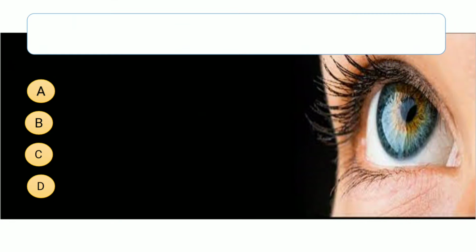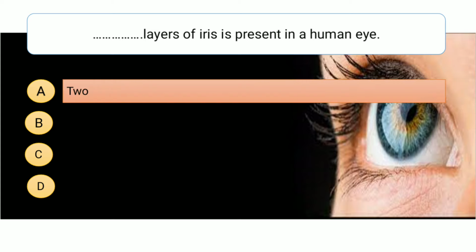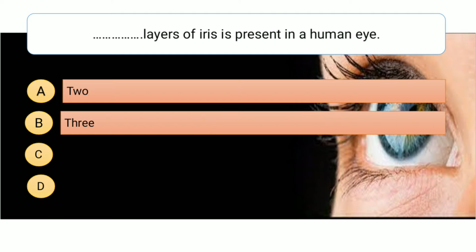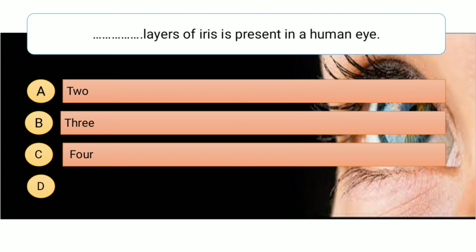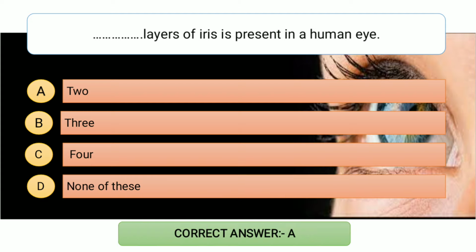The next question is: dash layers of iris are present in human eyes, and the options are A 2, option B 3, option C 4, and option D none of these. So students, the right answer of this question is option A, that is 2 layers.